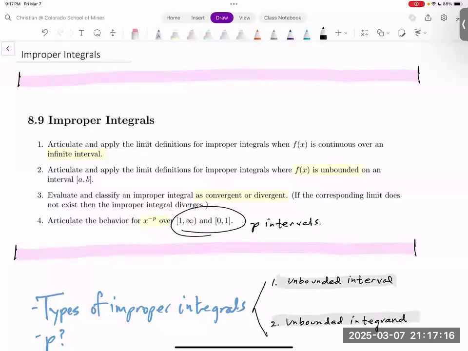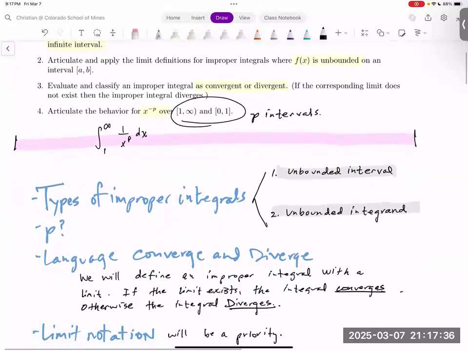That's going to be an integral from, say, 1 to infinity of x to the negative p, or 1 over x to the p dx. We're going to specifically focus on that for p values in these two intervals. Okay, so types of improper integrals, there are two of them. There's the unbounded interval type, and the unbounded integrand type. On Monday, we'll deal with unbounded integrand. This video only talks about the unbounded or infinite interval type.